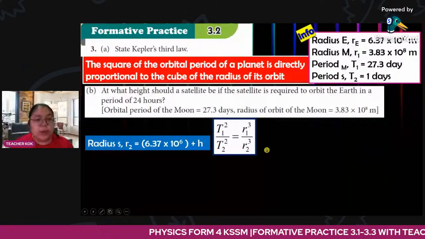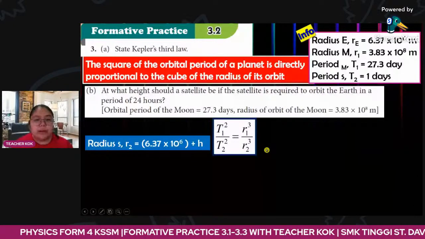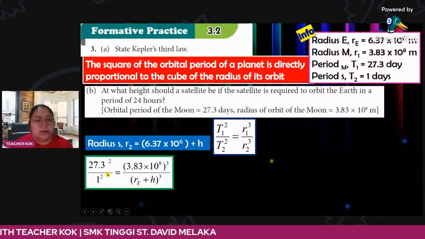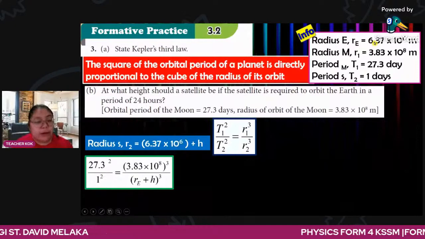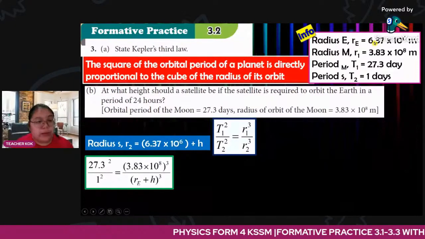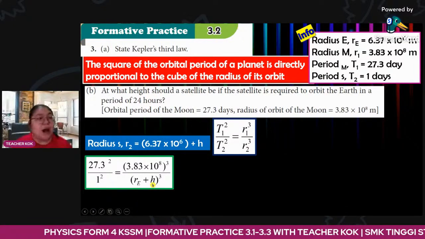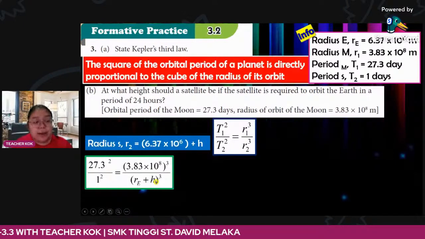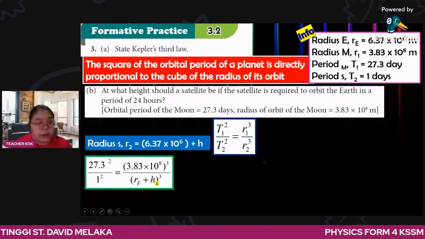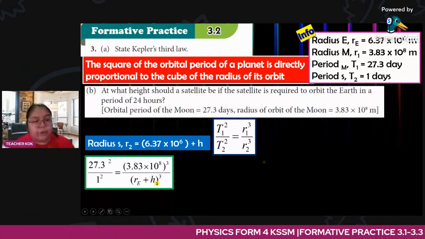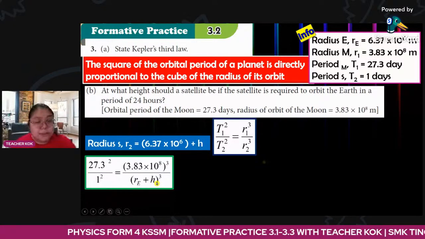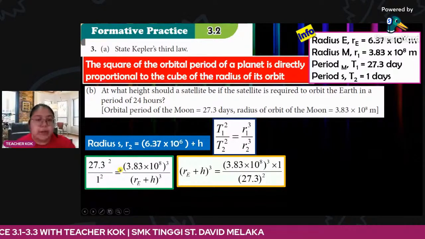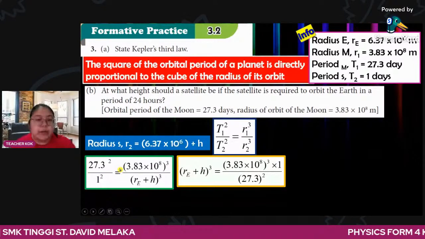So I just put in all the values. T1 is how many? 27.3. Remember, I put the square. So 1 day I also square. R1 is the radius of the moon. Then over, don't forget, the R2 actually is RE plus H. RE is the radius of the Earth, plus the height of the satellite, then you need to put the cube. So all the things I need to cross multiply, following the mathematics method. When I square 1, it is also 1. So I put 27.3 squared down already. This is R2, so I move R2 to the other side.